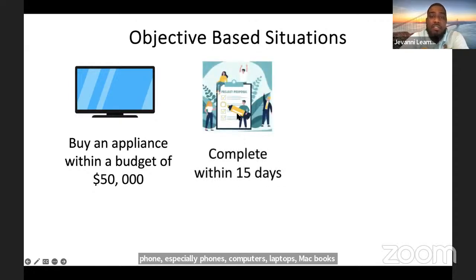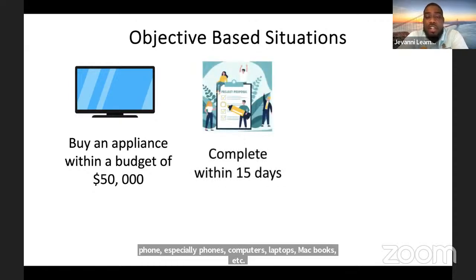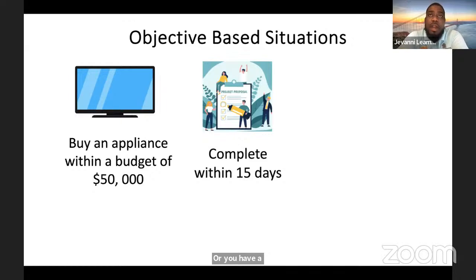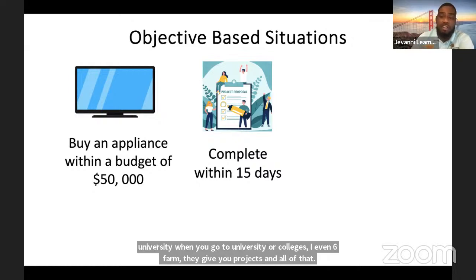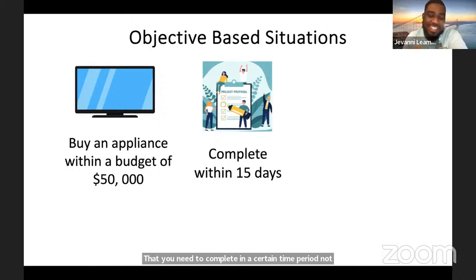Or you have a project proposal. Your teacher gives you a project, and it's due within a certain time frame. It says completing within 15 days. When you go to university or college, or even sixth form, they give you projects that you need to complete in a certain time period. Not necessarily homework, but you get at least 15 days to complete this proposal.